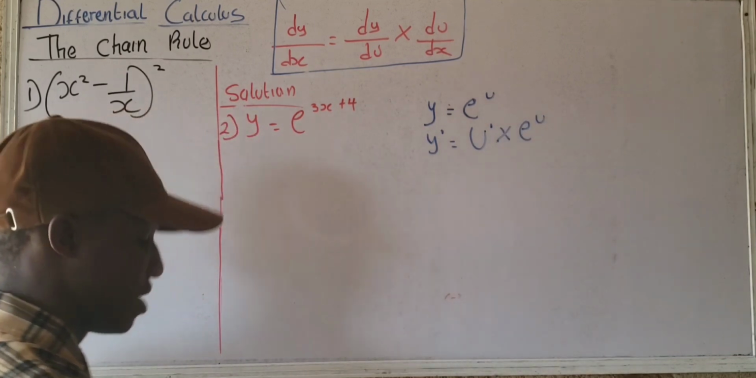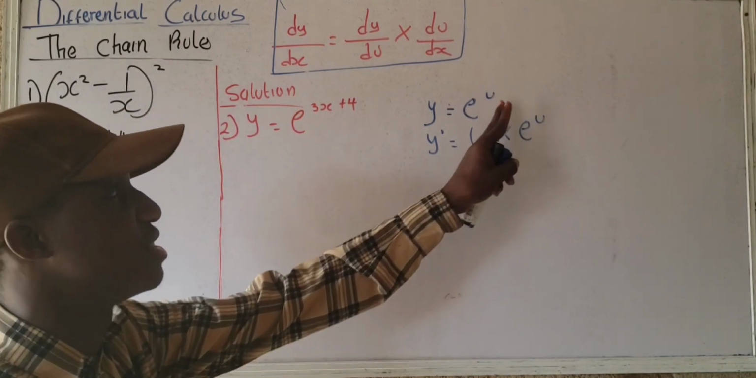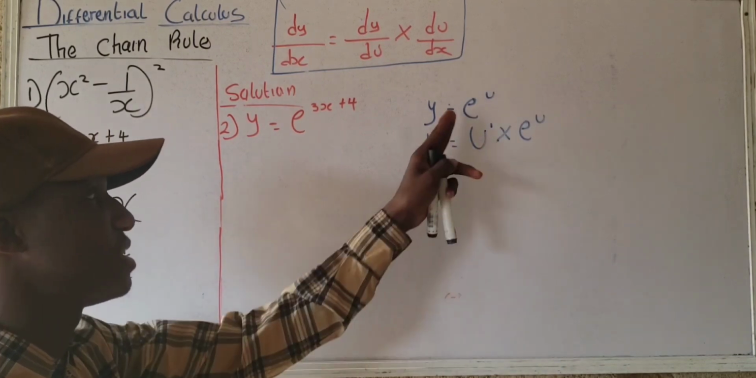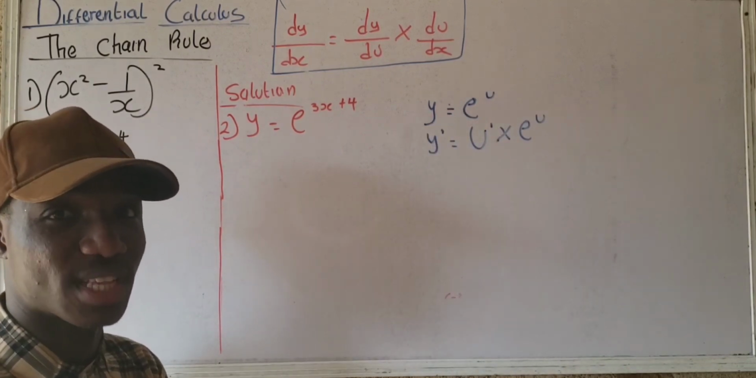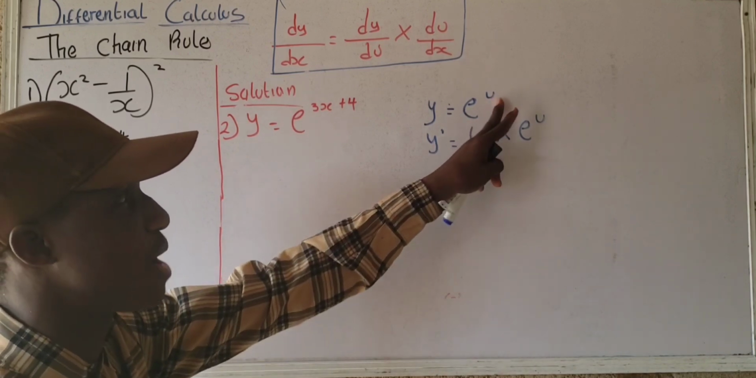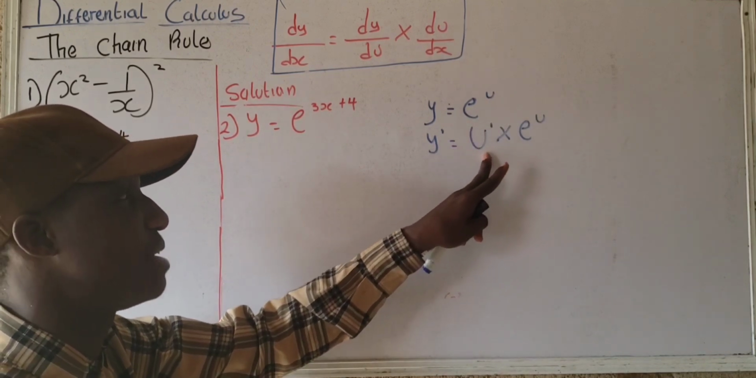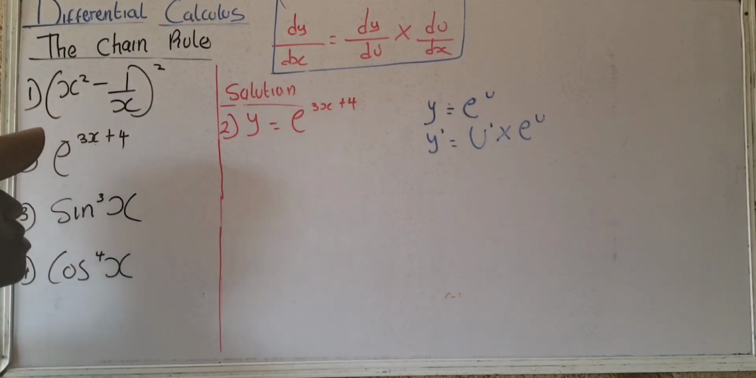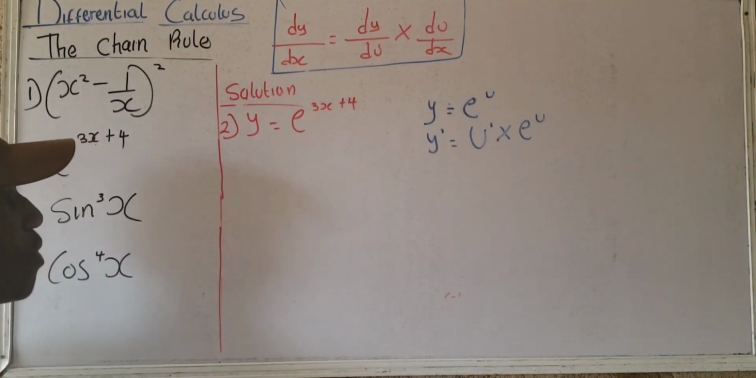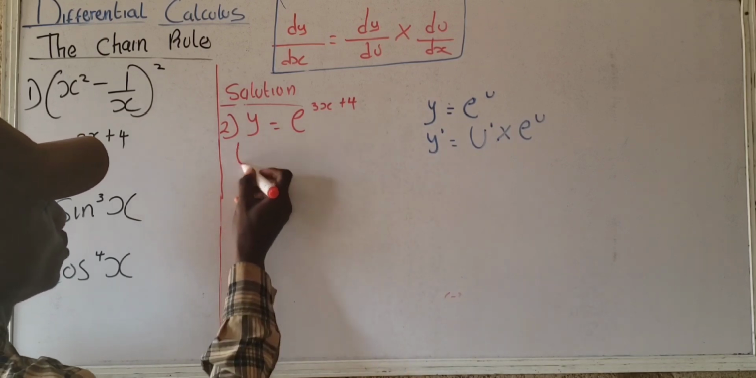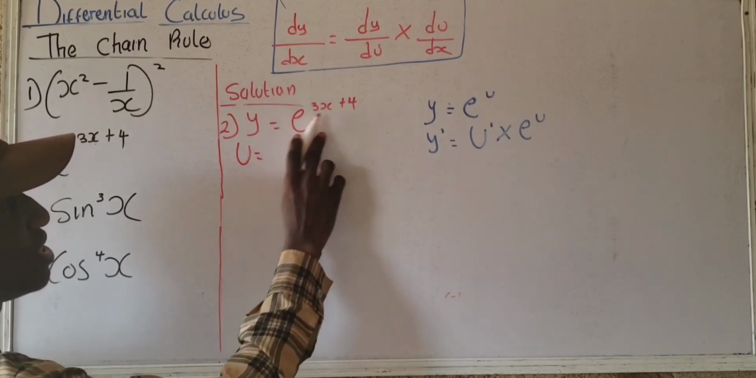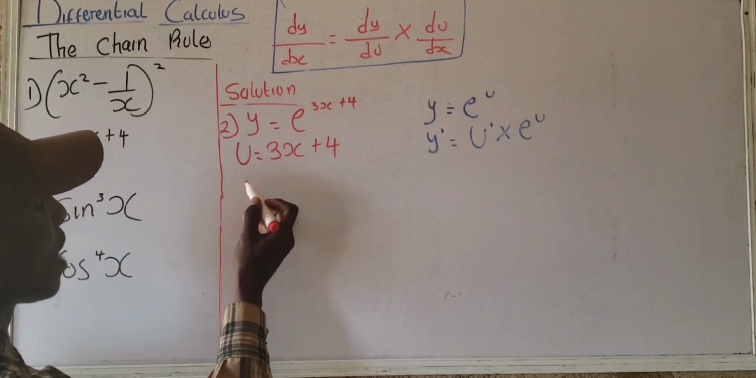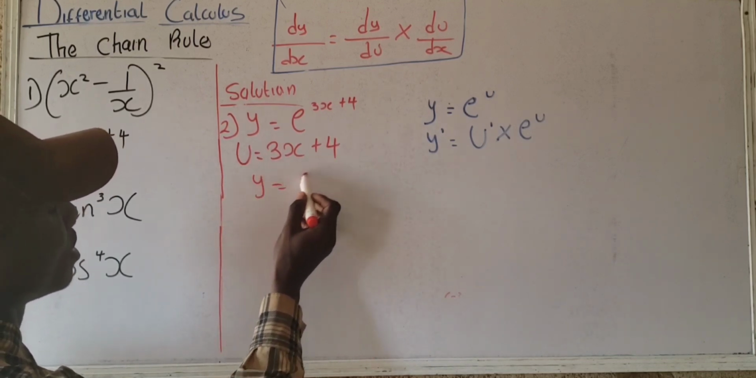You understand? See, you have to differentiate the power to which the Euler's constant is raised. This e that you see here simply means Euler's constant, okay? Now you have to differentiate this power, then you have to multiply by the function itself. You understand? So in that case, I'm going to set u equal to the power. Are you there? Let u equal the power. The power is what? 3x plus 4. So I'm going to have u equals 3x plus 4. That means y will be equal to e raised to the power of u.